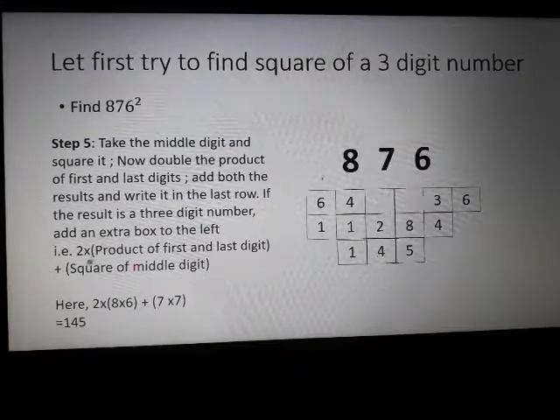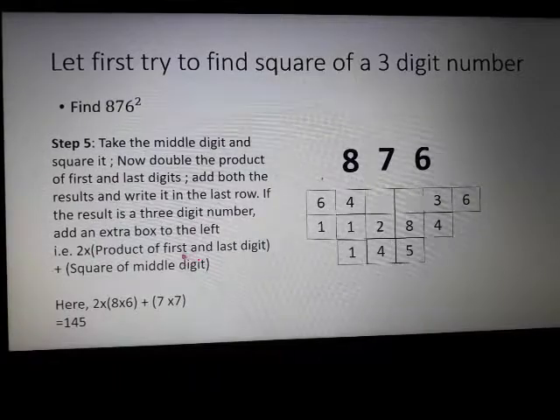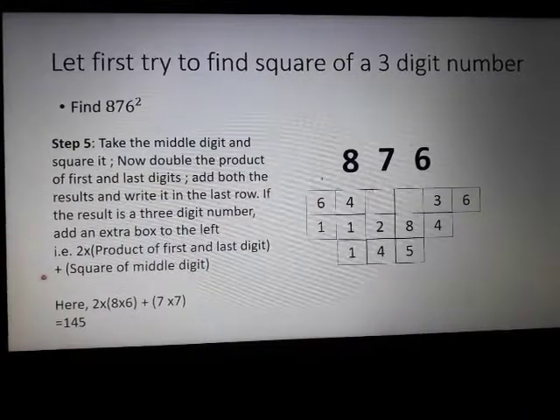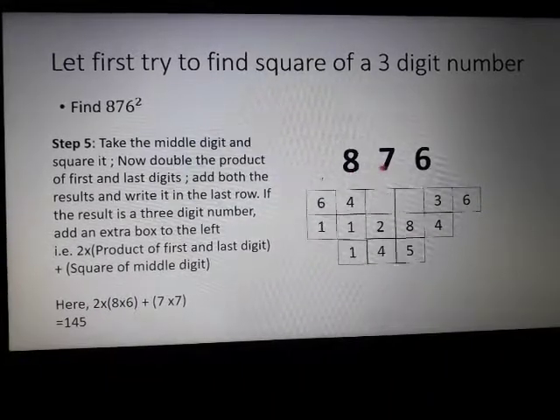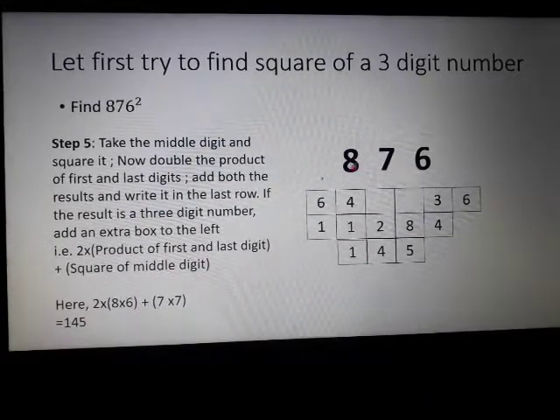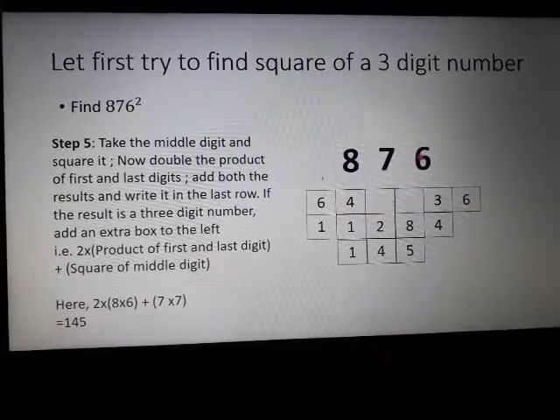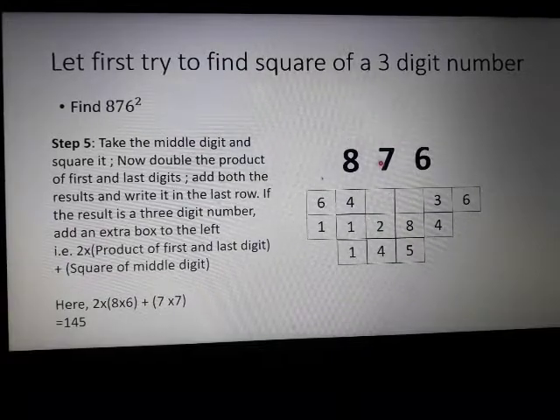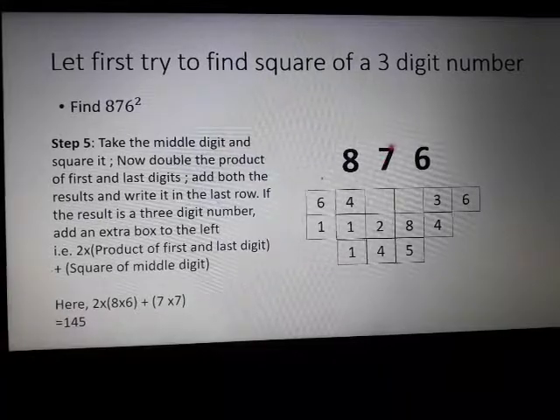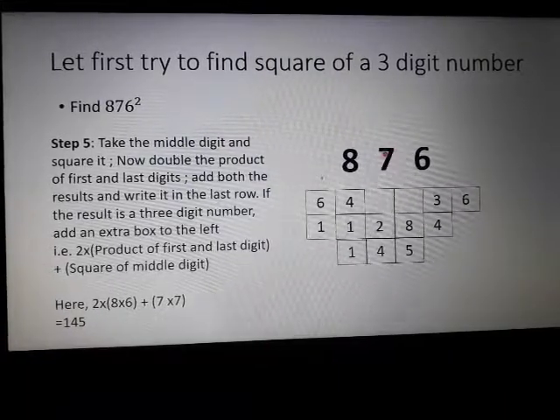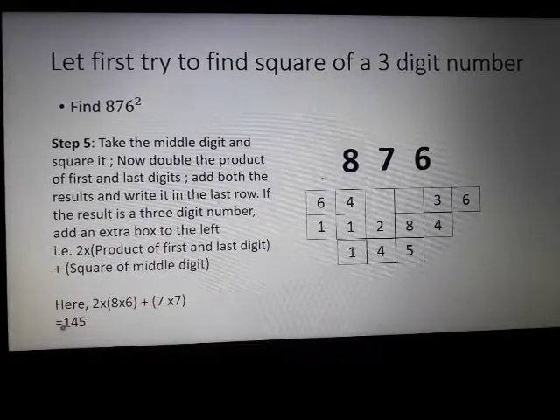I will repeat the formula once again. Multiply 2 with the product of the first and the last digit and add the result to the square of the middle digit. So the first and the last digit are 8 and 6 respectively. Multiply them. 8 6s are 48. Multiply the result by 2. Then take the middle digit. We have 7 over here. Square it. We have 49. Add the results together. We get 145.